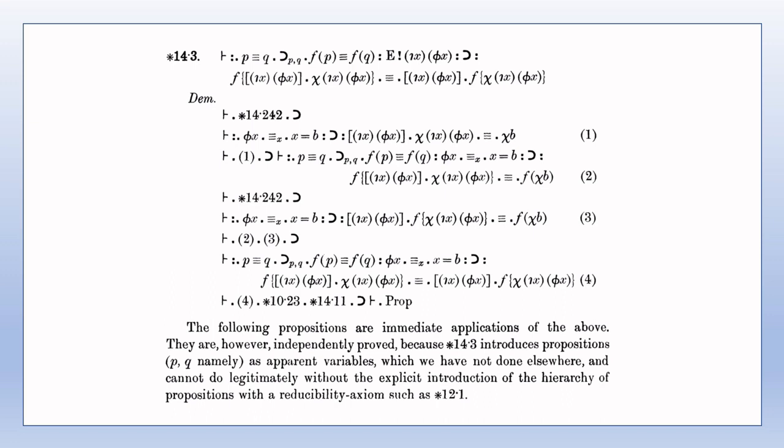To allow propositions as apparent variables would require the derivation of the propositional hierarchy. This is not done in Principia Mathematica, since it's never needed in Principia Mathematica, but that's not to say that it isn't needed or used elsewhere, but simply that it's not needed or used in Principia Mathematica.